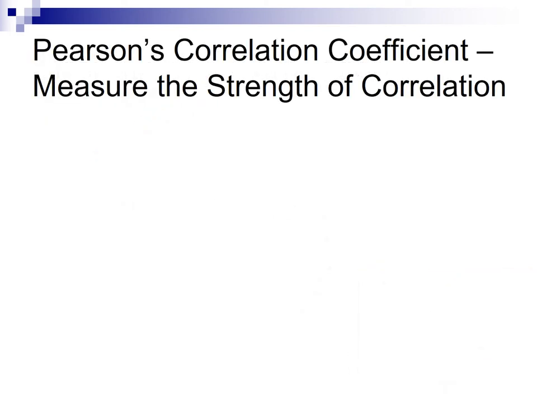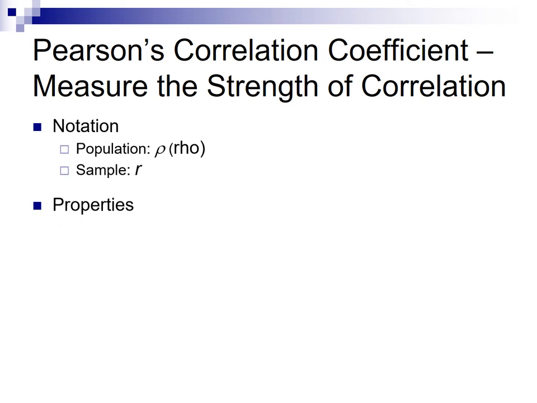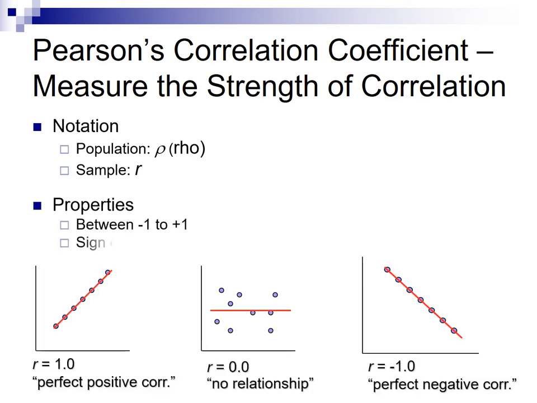We can compute the Pearson correlation coefficient to indicate the strength of a correlation. Let's first learn some notations. When we have population data, we use the Greek letter rho to indicate the population correlation coefficient. When we have sample data, we use little r to indicate the sample correlation coefficient.